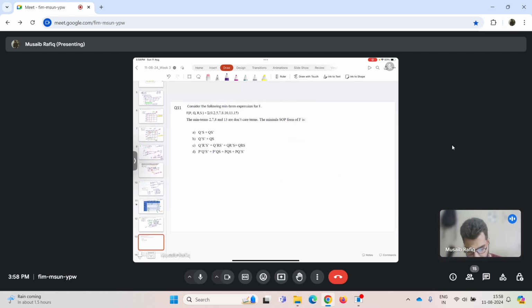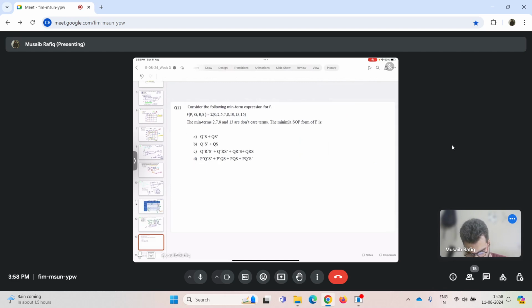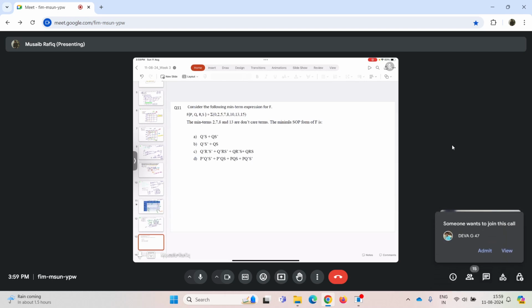Now next question, that is question number 11. The question asks us, consider the following minterm expression for F of PQRS equal to sum of minterms 0, 2, 5, 7, 8, 10, 13, 15, and also the minterms 2, 7, 8, and 13 are don't care terms. So we need to find the minimized SOP form.